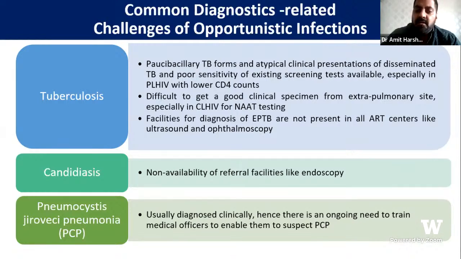It is also difficult to get a good clinical specimen from an extrapulmonary site, especially in CLHIV, for NAT testing. And the facilities for diagnosis of EPTB are not present across all the ART centers, like ultrasound and ophthalmoscopy for ocular TB or abdominal TB, for example. For candidiasis, there is non-availability of referral facilities like endoscopy. For PCP, usually it is a clinical diagnosis. Hence, there is an ongoing need to train the medical officers to enable them to suspect PCP, so giving them a package, and this is what we'll see in the subsequent chapters.